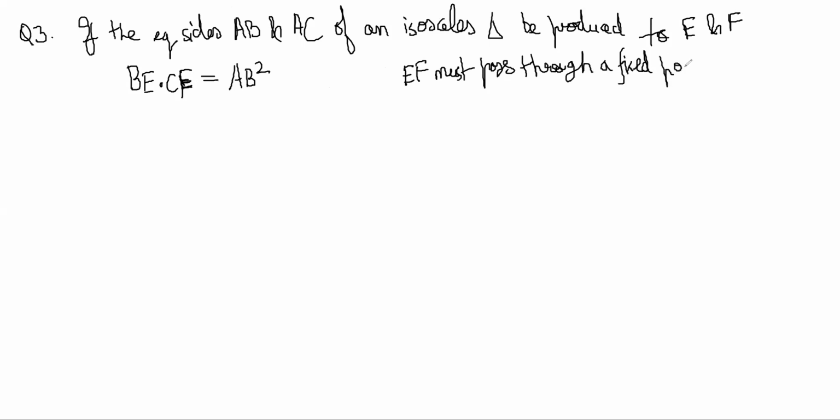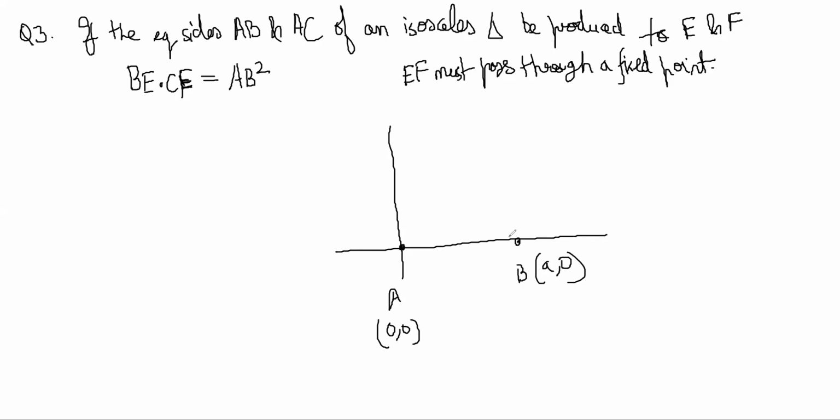Okay, so in this question, choosing the coordinate axis nicely is going to be very useful. So let's choose our coordinate axis as two sides, AB and AC. A will be your origin. B is a comma 0, let's say this is an isosceles triangle with length a, and C is 0 comma a.